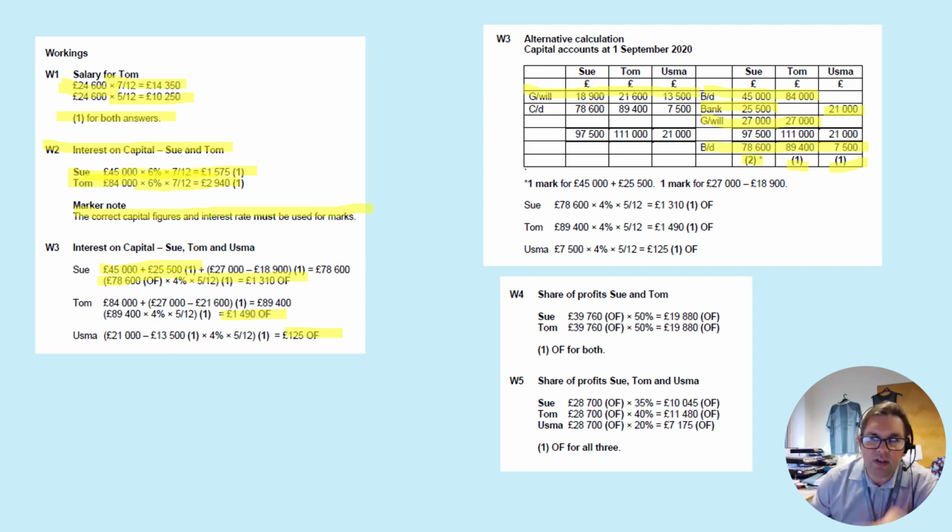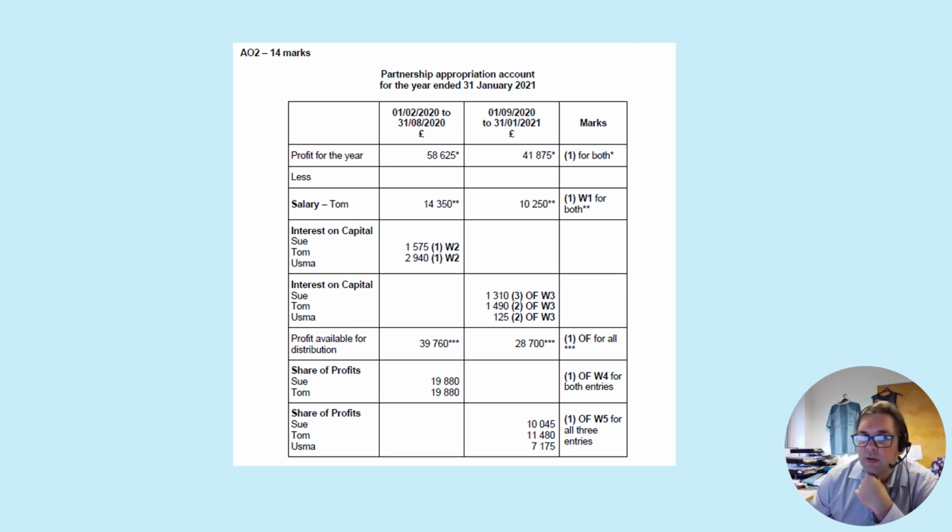But after you've deducted interest on capital and deducted salaries, in the first part of the year, it's 39,760, which is split equally, 19,880 for each partner. And then for the second part is 28,700, and then we do the 35, 40, and 20% split. So they get 10,045, 11,480, and 7,175 respectively. So if we look at that, this is how it looks.